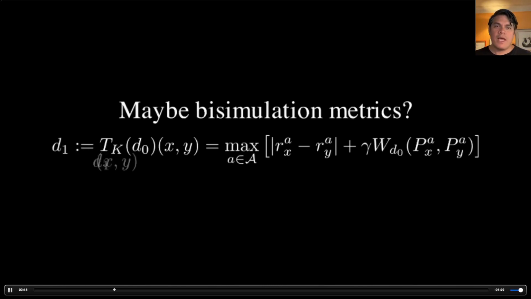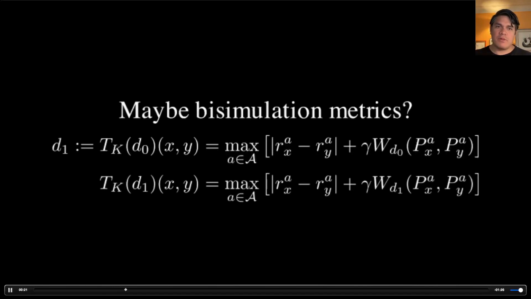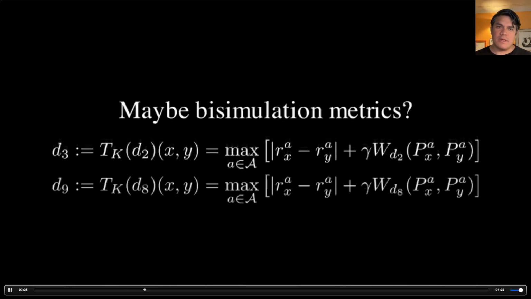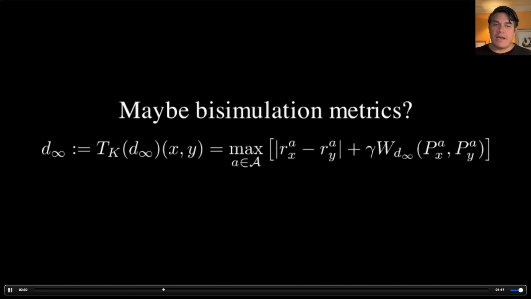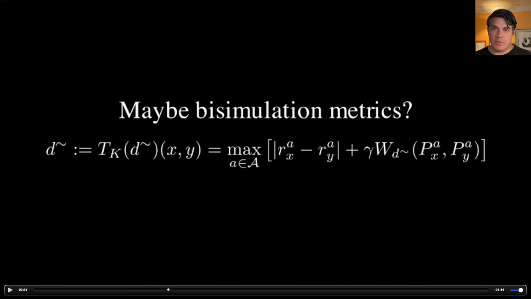And d1 is a new metric between states, so we can do exactly the same thing. We can apply tk once again to d1 and get d2 and continue updating our metrics in this way ad infinitum. In fact, we are guaranteed to reach what's known as a fixed point. We're going to call it d tilde. It's called a fixed point because when we apply tk to d tilde, we get exactly the same metric d tilde unchanged. So we've reached what's known as a fixed point, and this fixed point is a bisimulation metric.